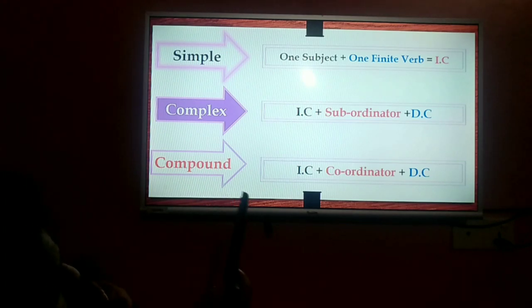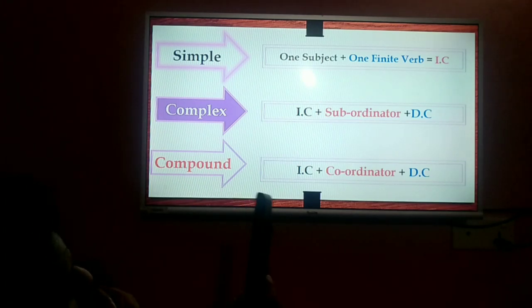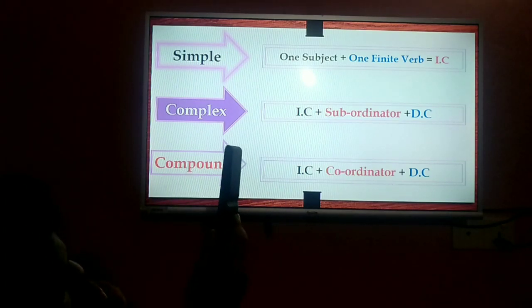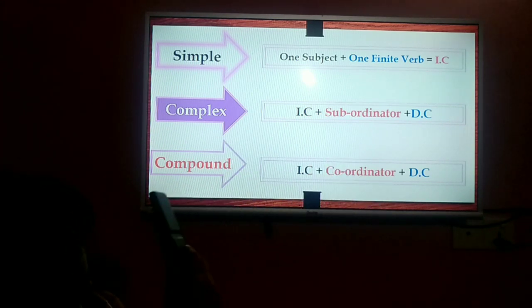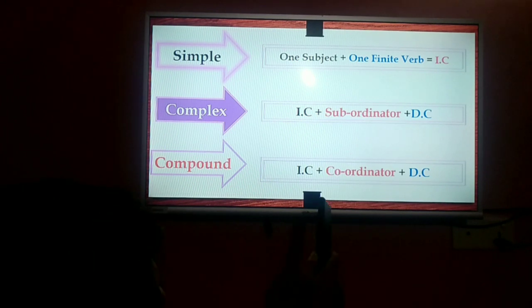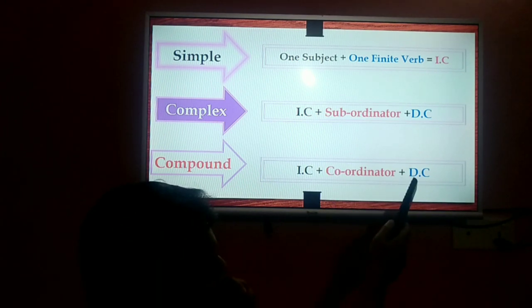Simple: one subject plus one finite verb. Complex: independent clause, subordinator, dependent clause. Compound: independent clause, coordinator, independent clause.